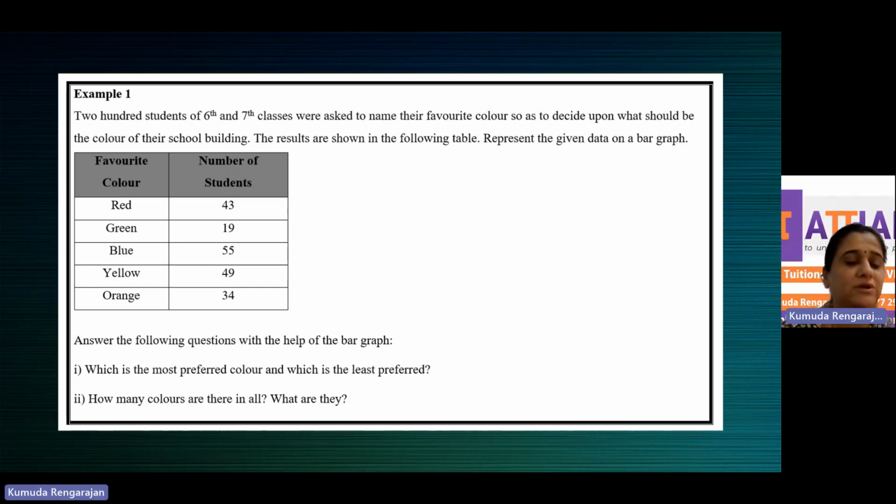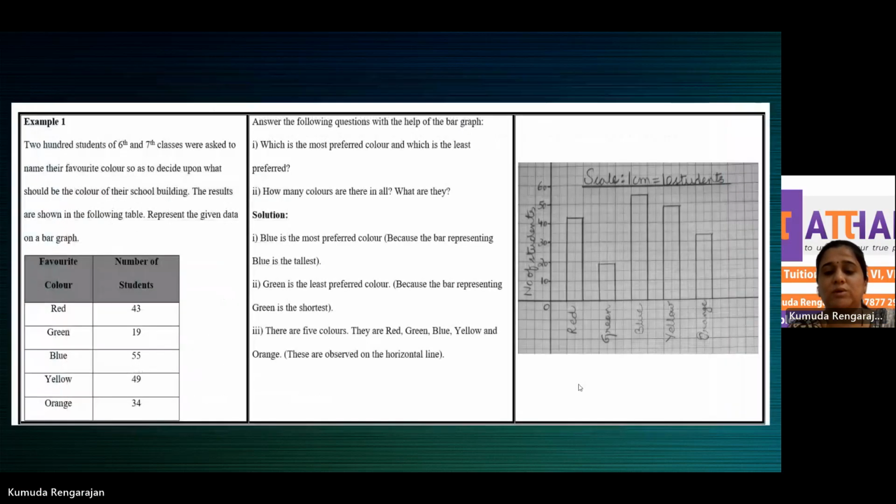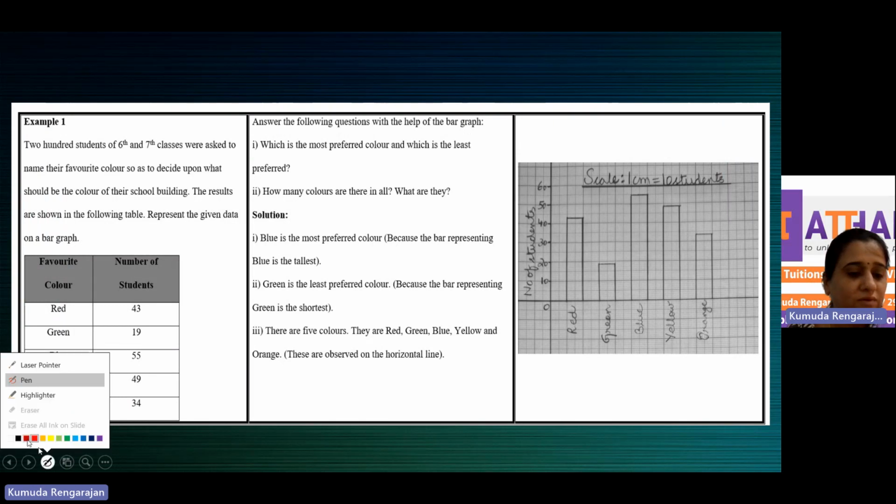So you can see the table showing favorite colors: red, green, blue, yellow, and orange, and the number of students who have those as their favorite colors. Now answer the following questions with the help of a bar graph, not using the table, using a bar graph. So look very carefully at the bar graph.